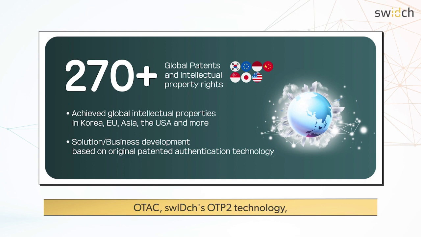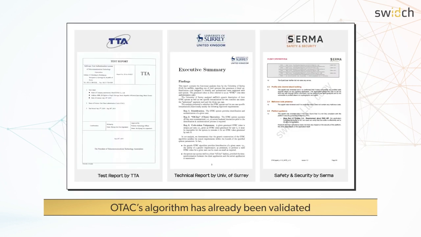OTAC, swIDch's OTP 2 technology, has more than 270 global intellectual property rights and patents as of September 2022. OTAC's algorithm has already been validated by the University of Surrey, one of the UK's leading cybersecurity labs, the TTA in South Korea, and recently passed security verification to allow OTAC to be embedded on EMV chips for global companies. swIDch's OTAC technology is the foundation of our revolutionary OTP 2.